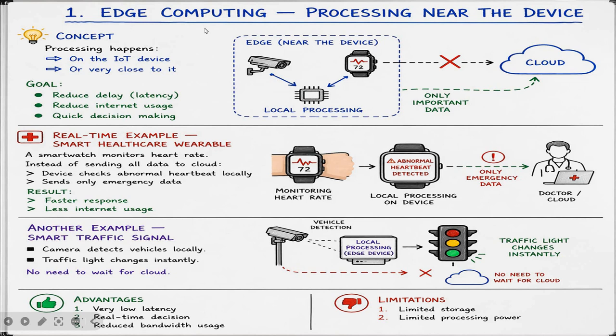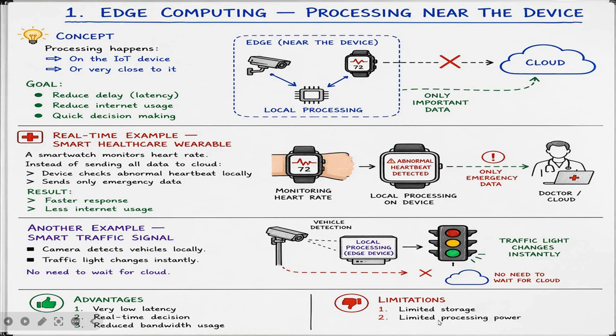Now, the advantages of edge computing are, it has very low latency, that is, processing happens near the source, therefore the delay is almost zero, and it is ideal for real-time applications. Second is real-time decision, where instant data analysis allows immediate actions, and it is useful in healthcare, security, and automation. Next is reduced bandwidth usage, because less data is sent over the internet. This improves the network efficiency.